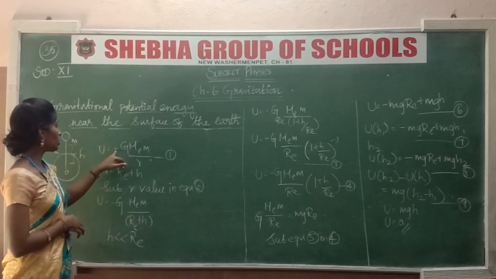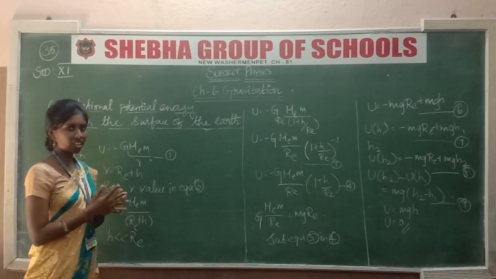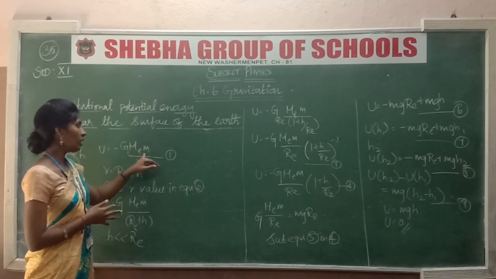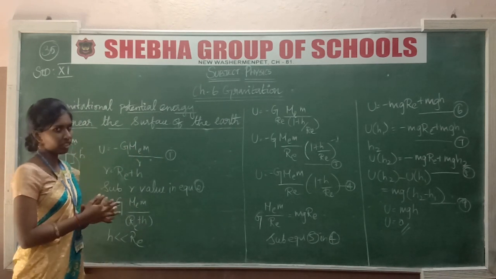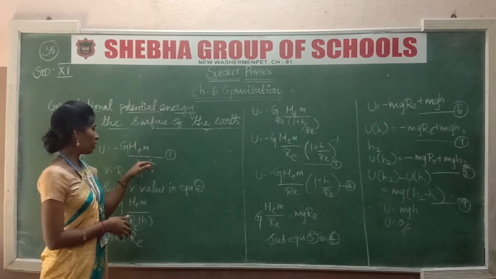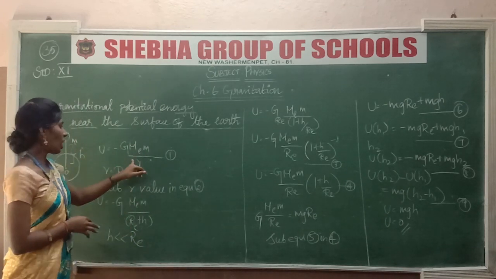U is equal to minus GMM divided by R, the first equation, where G is the gravitation constant, M is the mass of the earth, the total mass, and R is the distance.